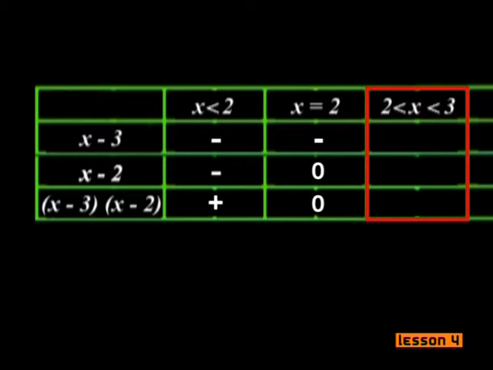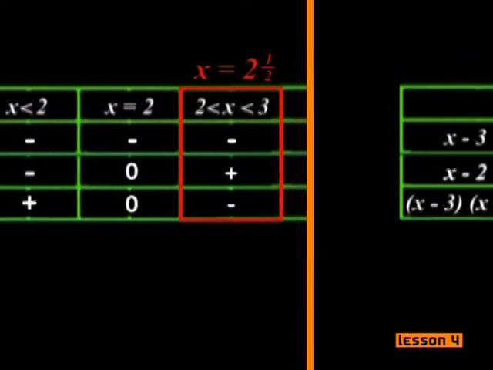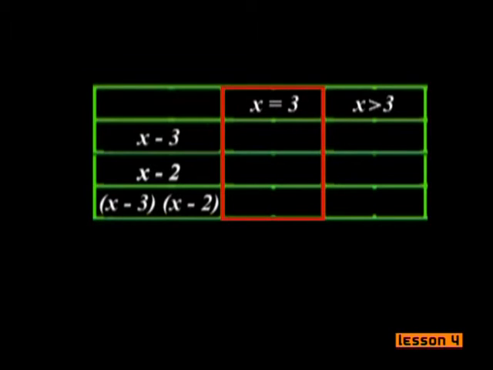Here we need a value between 2 and 3. I'll use 2.5, which gives me negative here and a positive here. If we multiply these together, we get a negative. When x equals 3, we get 0 here and a positive here. So the solution is 0. For the last column, we need a value bigger than 3. 4 is greater than 3, so I'll use that, which gives us a solution which is positive.